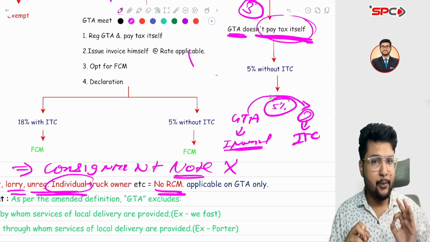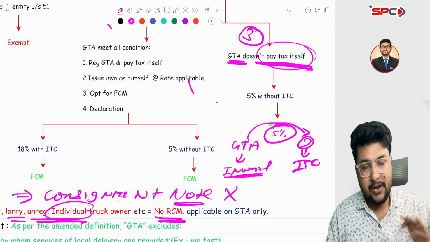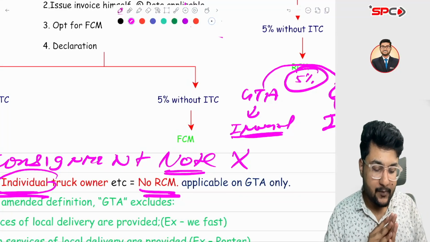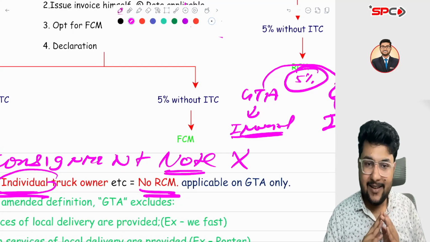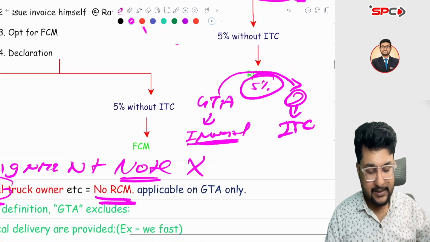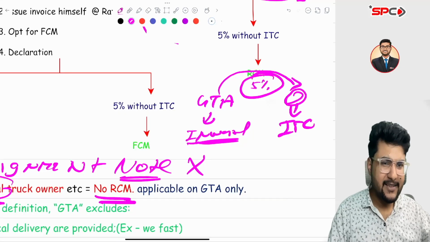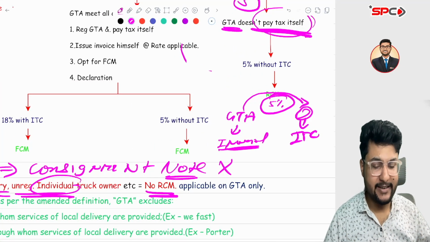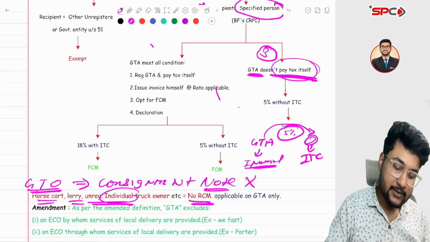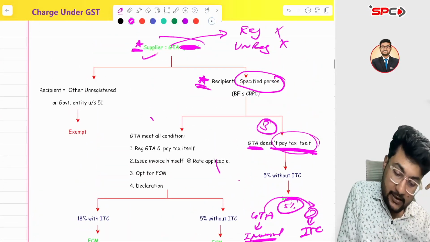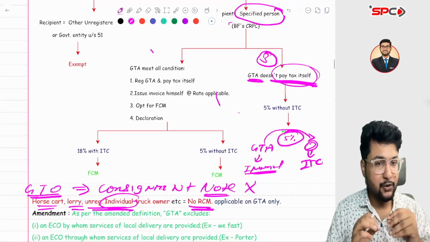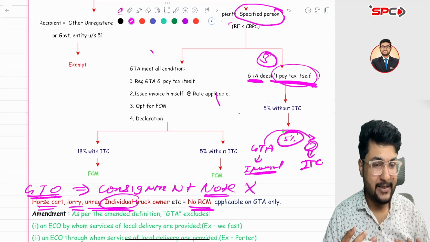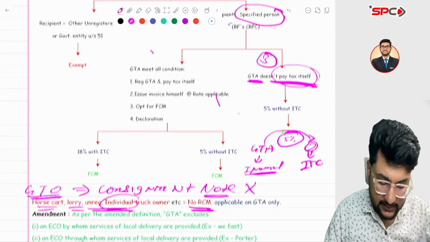Are you getting my point? What does 5% without ITC mean? It means the GTA, on any purchase, whether goods or services, can't take ITC. But the person to whom it is supplying can take the credit because they are registered. They want to take ITC. Are you getting it? So three conditions I have mentioned. Now all other cases, whether it should be exempt, whether it should be RCM, whether it is forward charge.